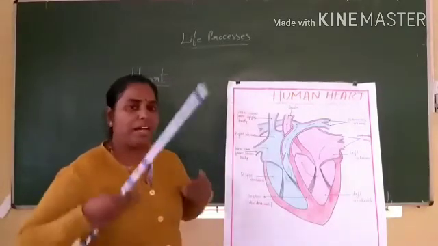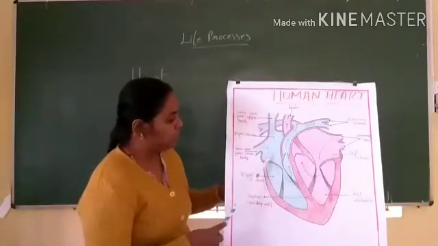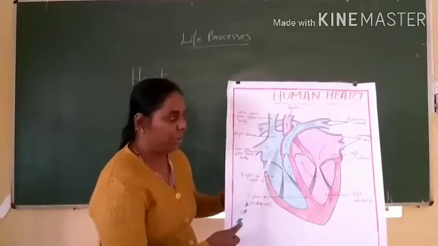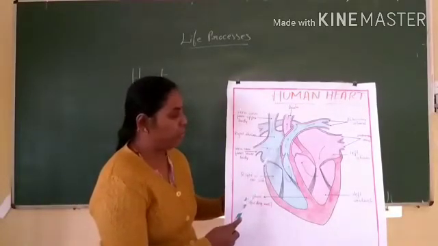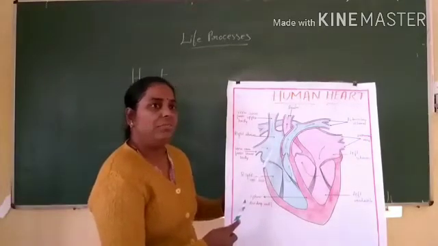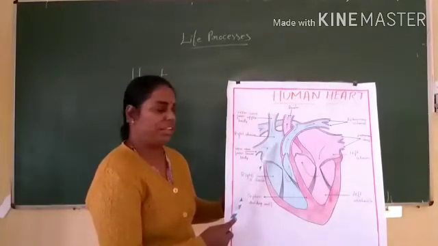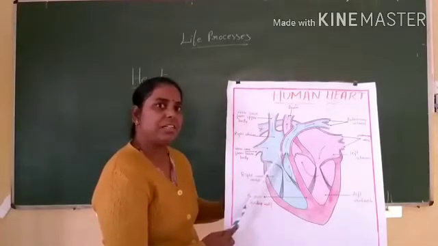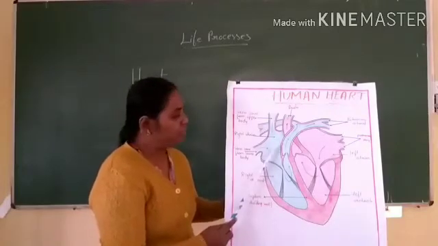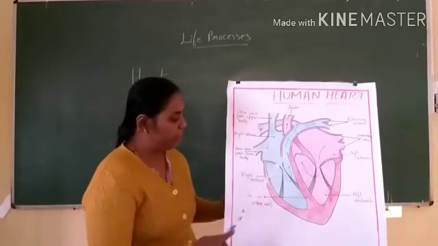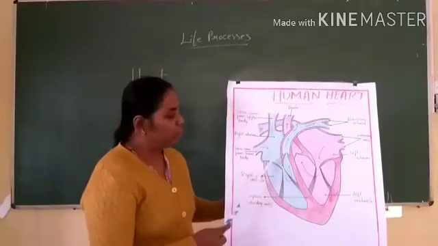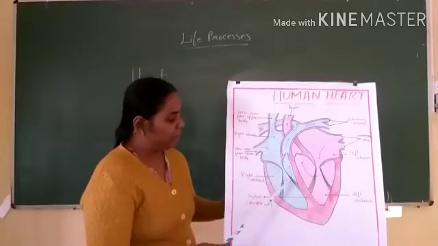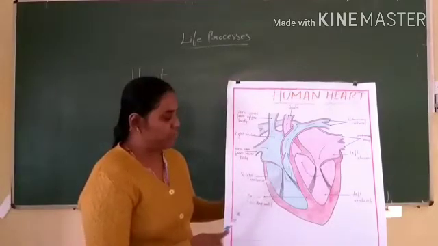And from the lower part of the body, deoxygenated blood is brought by the inferior vena cava and dumped into the right auricle. That means what? The right auricle is filled with deoxygenated blood. Therefore, I have colored this with a blue color. Blue color represents the deoxygenated blood. From there, the blood is dumped into the right ventricle through the valve. This we call the bicuspid valve. So it is dumped into the ventricle through this bicuspid valve.